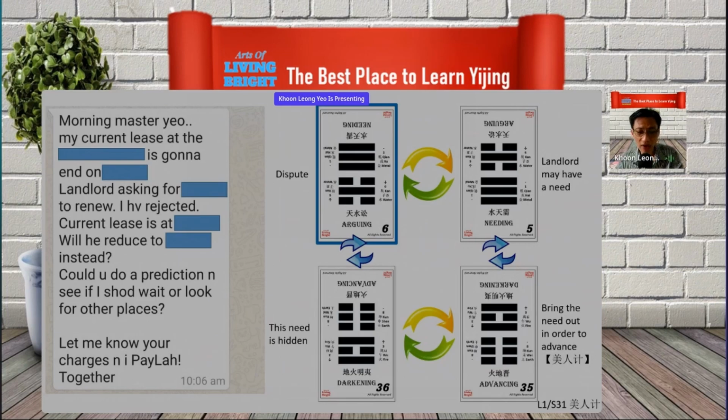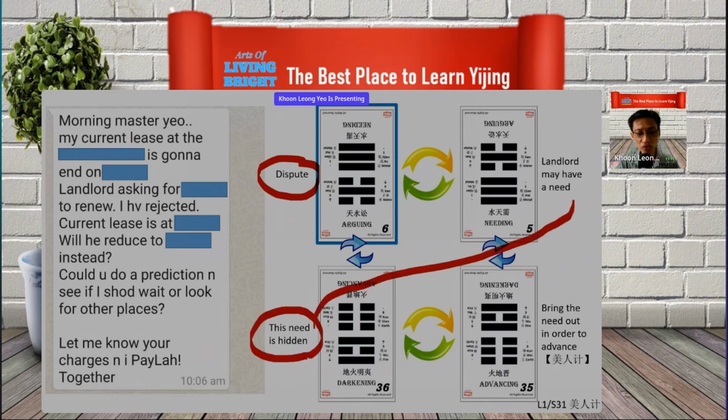So if I have these 4 hexagrams, all I have to do is to extract out insights. First of all, we already know that 天水讼 means there's a dispute going on. And if you turn it upside down, 水天需 means there is a need. So it could mean that the landlord may have a need, an unobservable need that so far has not been surfaced to the level that can be observed. Why I say that is because 地火明夷 means there is something hidden. Darkening means that the light is under the ground. So that means there is a hidden need, and this need could refer to the landlord's need.